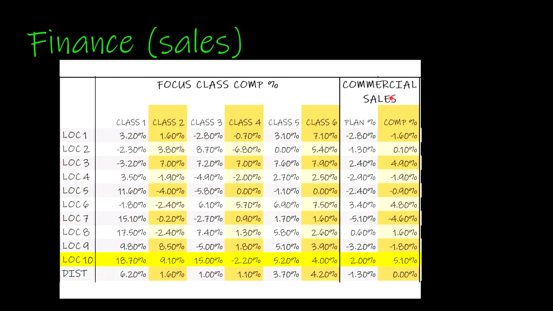Now we can come over here to commercial sales, and we see compared to their plan on commercial sales, location 10 is at 2%, so they're 2% above their plan. And as we scroll down here, there's only one, again, location 3, and then we have location 6 are the only locations performing better than location 10 here on sales plan. So they're in the 3rd position and well ahead of the district average. But their comps are at 5.1%, meaning that their commercial sales have increased 5.1% compared to the previous year, and that actually leads the district and is considerably higher than the district average.